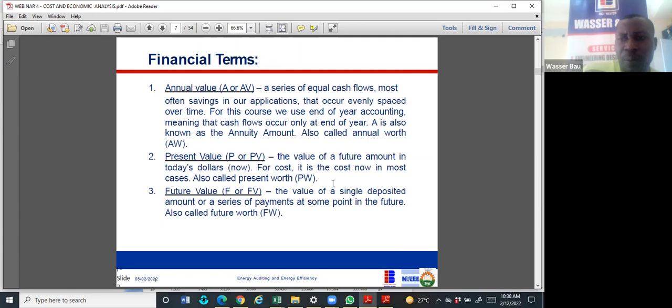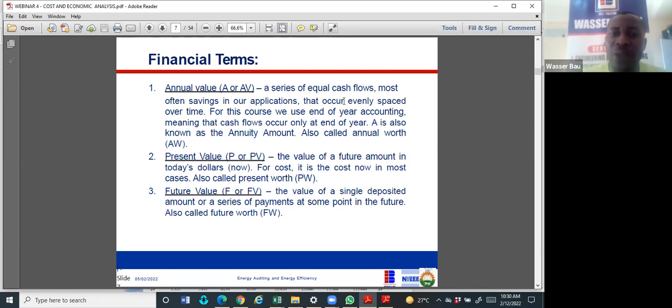The first economic analysis term is what we call annual value. The annual value is a series of equal cash flows. It must be a series. It must be equal. Okay? Most often it is savings that occur evenly spaced over time. In this course, we use end of year accounting, meaning that cash flow occurs only at the end of the year. A, which is the annual value, is also known as the annuity amount, also called the annual worth method.